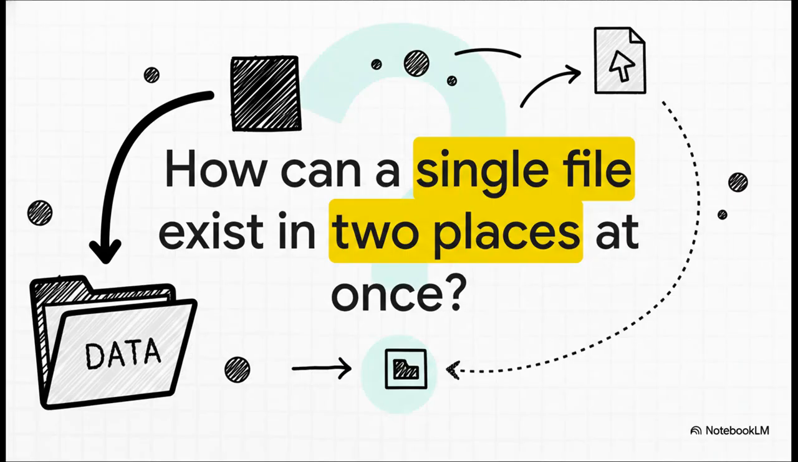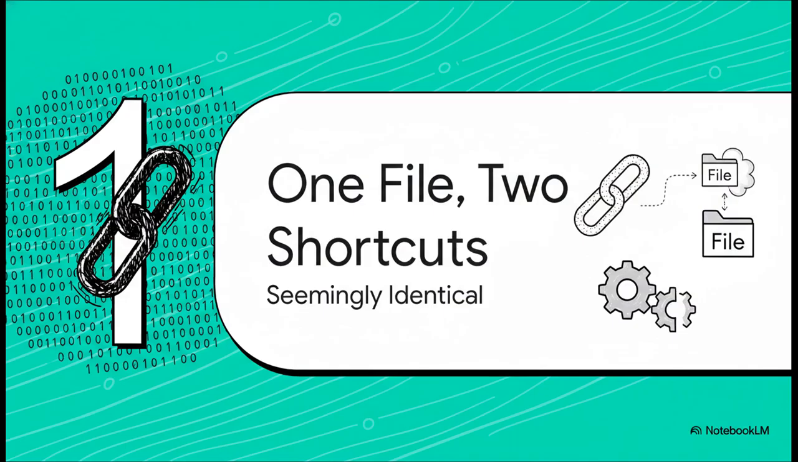Seriously, how is this possible? How can one file exist in multiple locations at the same time? And I'm not talking about just making a copy. We're talking about two completely different paths leading to the exact same chunk of data. In Linux, we do this with links, but as you're about to see, the kind of link you make, well, that changes everything. So we're going to create two kinds of links, a hard link and a soft link.